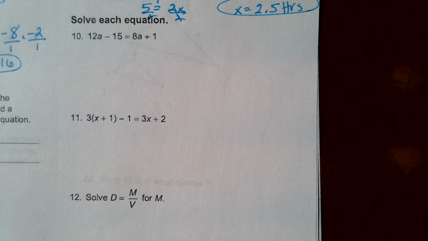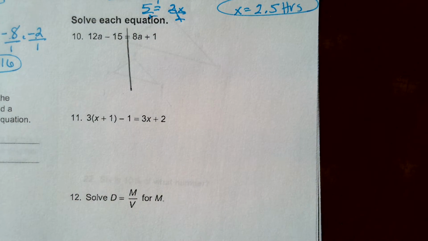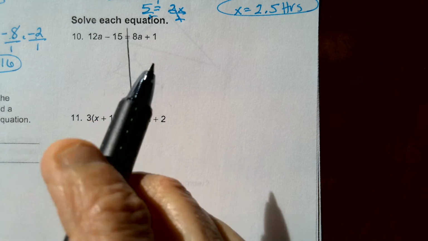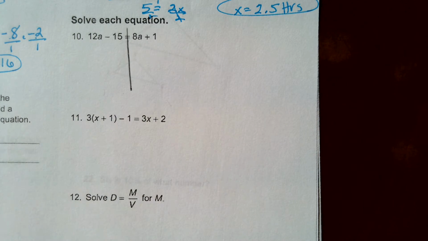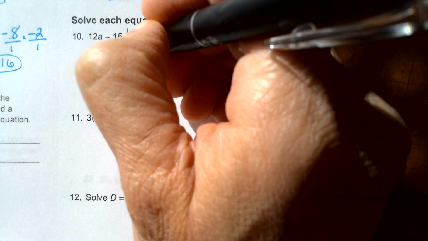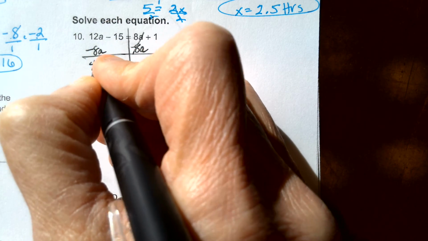Okay, so we have, again, a variable and a number, variable and a number. There's nothing on either side that you can simplify. So we're just going to start moving the variable first, the smallest one. So we're going to move the 8a. It goes together, you don't split those yet. So I have 12a minus 8a is 4a.